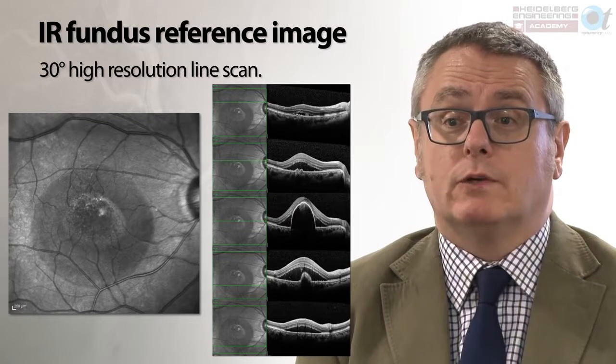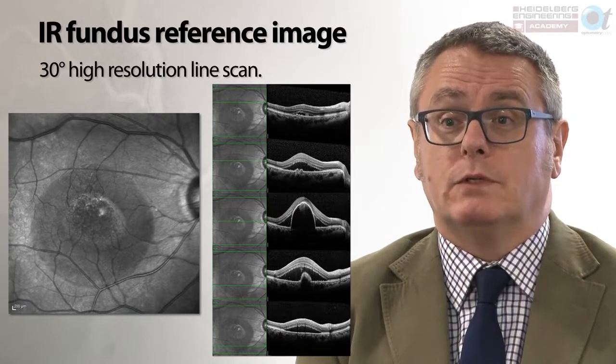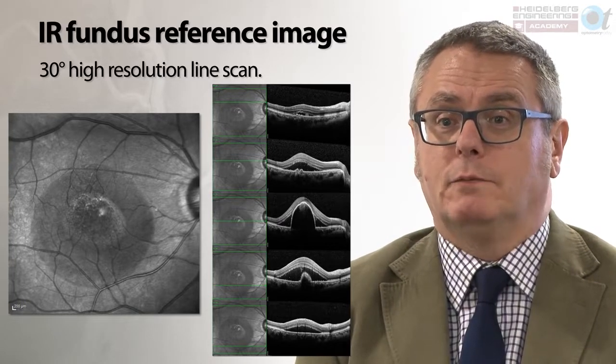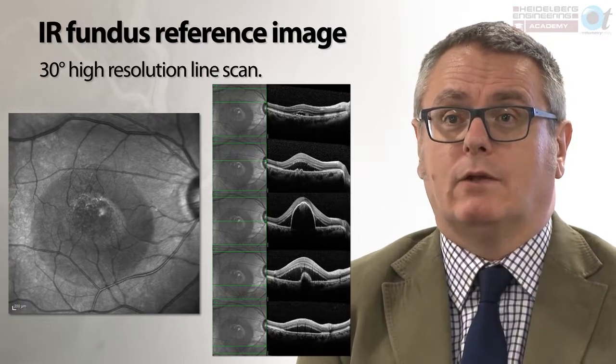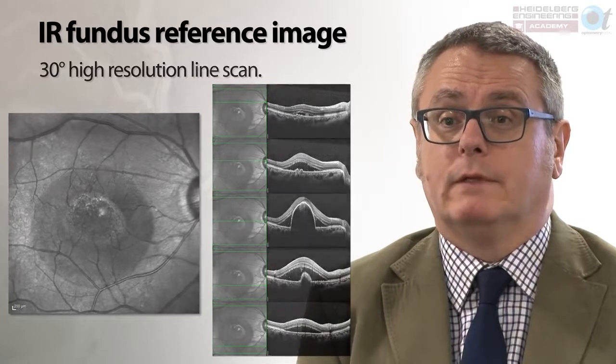When we look at the OCT cross-sections, there is evidence of both of those changes on the images that we're seeing. But the profile of the OCT scan changes dramatically depending upon the location that it's placed within the eye. So a single scan on its own is not going to provide you with all the information that you require.